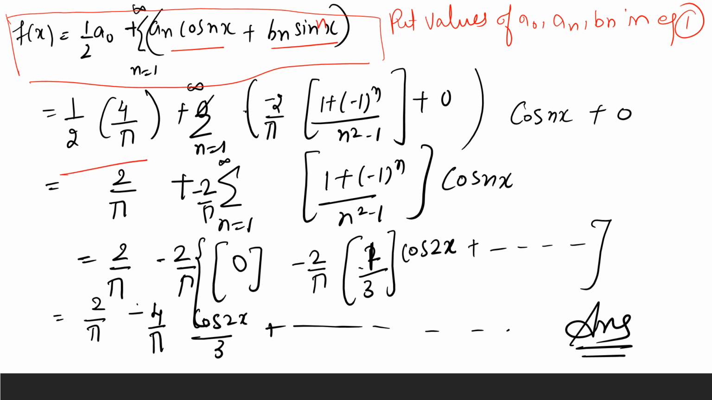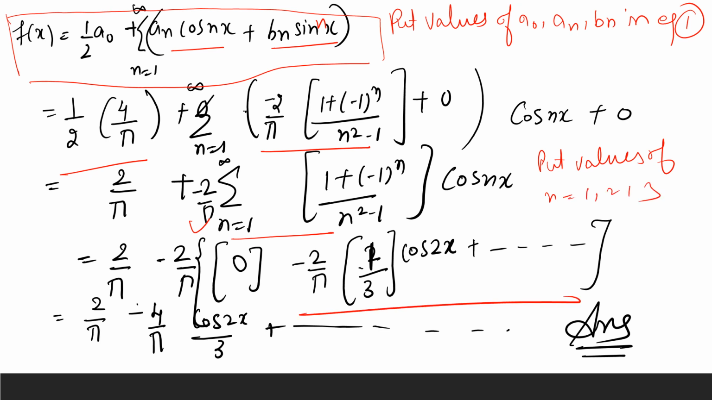A naught value, an value, bn you know already that will be 0. And then we took minus 2 upon pi outside of the summation function because it doesn't have n. And then we solve this summation, put values of n 1, 2, 3, and then we get this series. This is the whole answer.